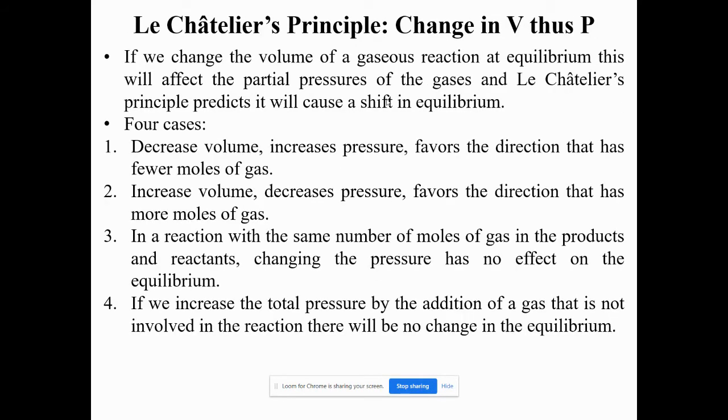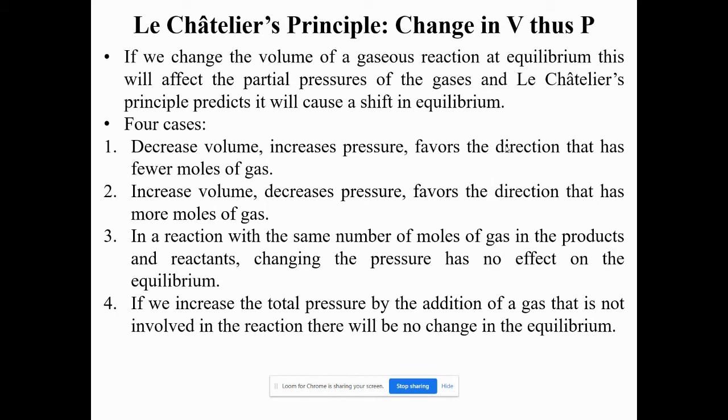Now let's look at a change in volume and thus pressure, basically, okay? If we change the volume of a gaseous reaction at equilibrium, this will affect the partial pressures of the gases, and Le Chatelier's principle predicts it will cause a shift in equilibrium. Okay, there are 4 cases. If we decrease volume, that increases pressure. It favors the direction that has fewer moles of gas. So you decrease the volume, increase the pressure, and the side of the reaction that has fewer moles of gas will be favored.